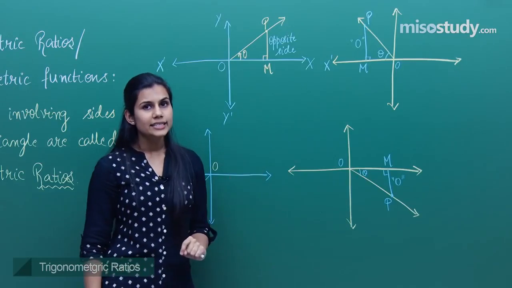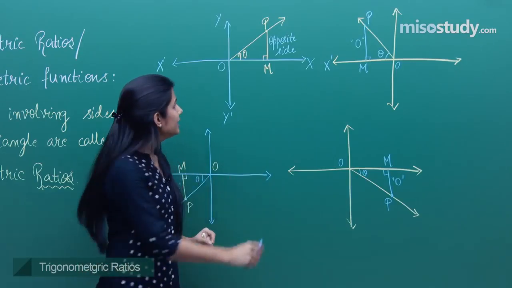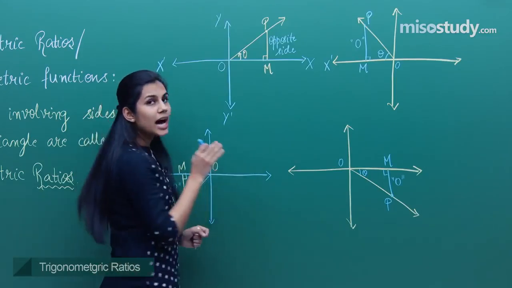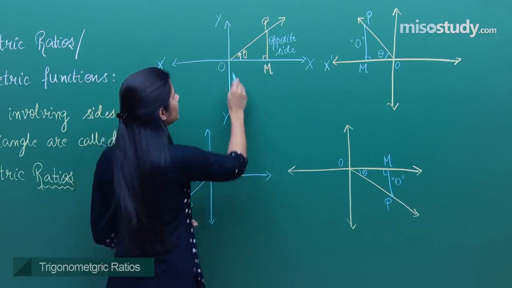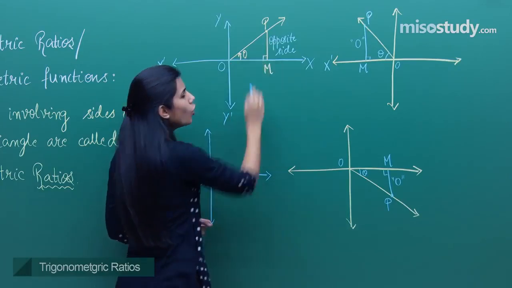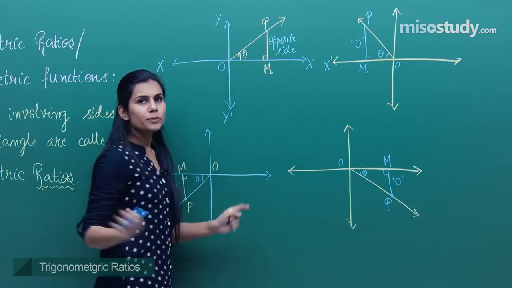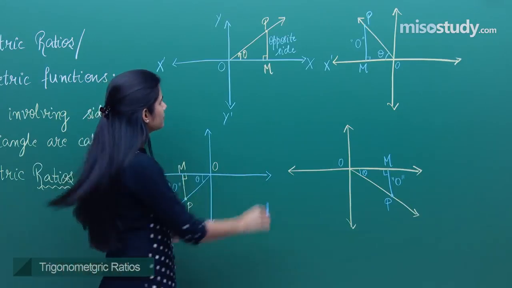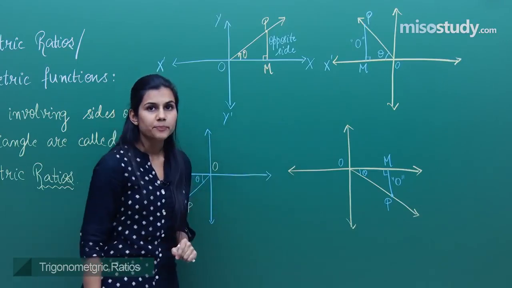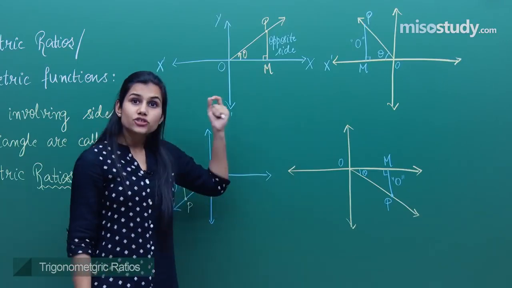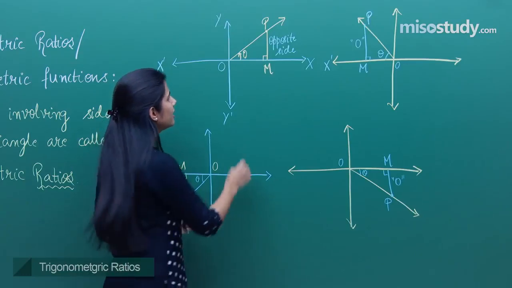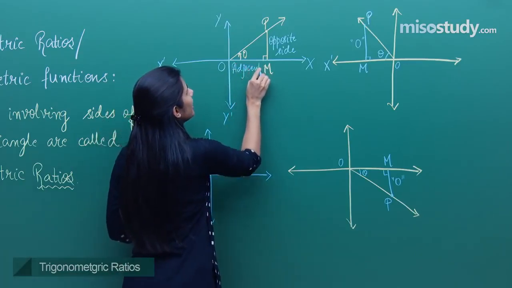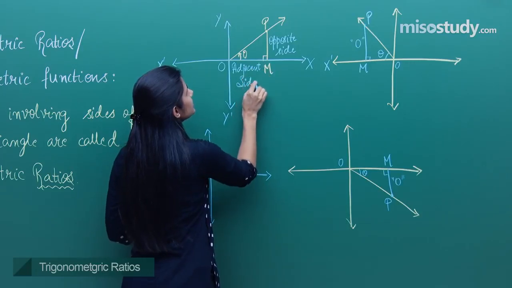Moreover, another side is there which has a name. The side which is adjacent to this angle theta. Out of the three sides of this triangle, OM, PM and OP, PM happens to be the opposite side of the angle theta in every case. What about the side OM? The side OM is adjacent to the angle theta, and that is why its name is the adjacent side.